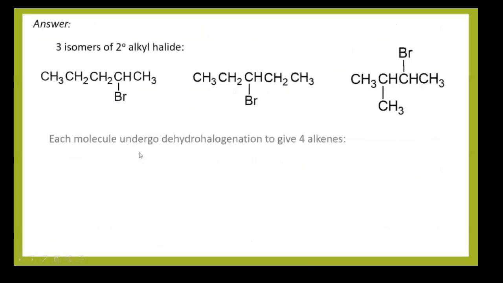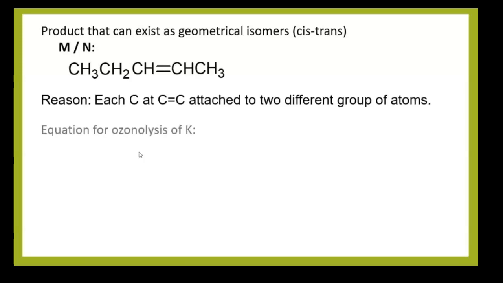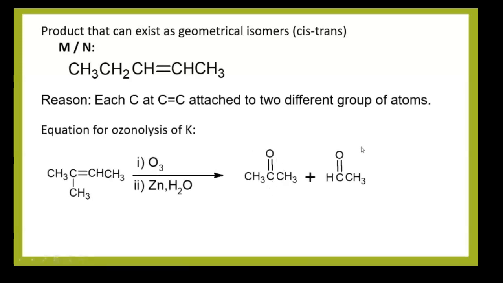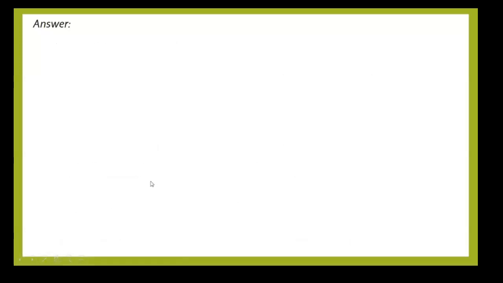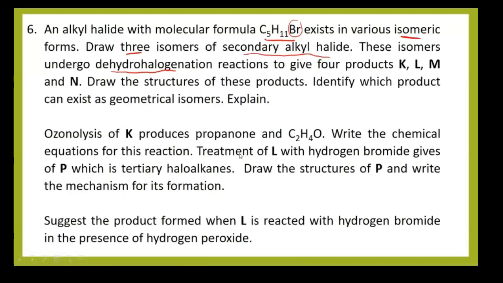So you have to do it step by step when the question is long like this. Okay, you will draw propanone and C2H4O. You will draw this part first. When you draw these products, you can determine the reactant. So from here, we know that this is the ozonolysis of K producing propanone and C2H4O. So from here, we know which one is K. So this is K. So now you can label, from the 4 products earlier, which one is K. So this one is K. Okay, so for the other 3 we will know which one is L, M or N. And then treatment of L with hydrogen bromide. All of K, L, M, N earlier are alkenes.